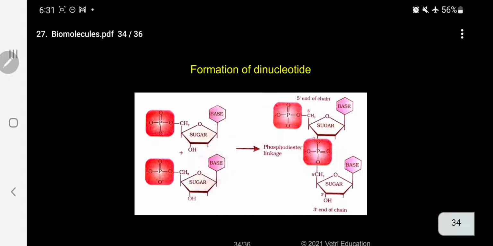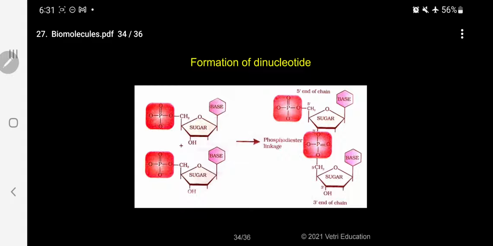Now you can see the formation of the dinucleoside. Just see here a sugar, and connected here is a phosphate, and on this side a heterocyclic ring is connected. This is the actual structure.